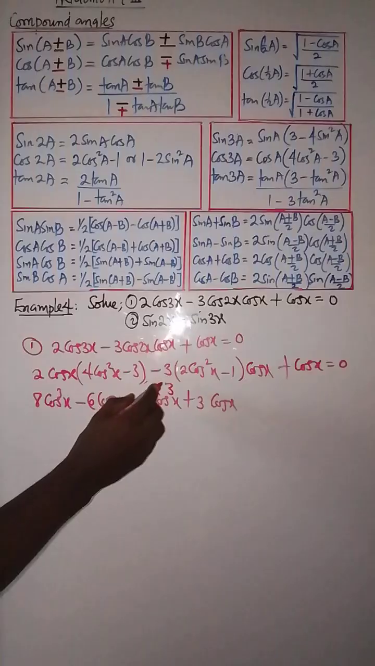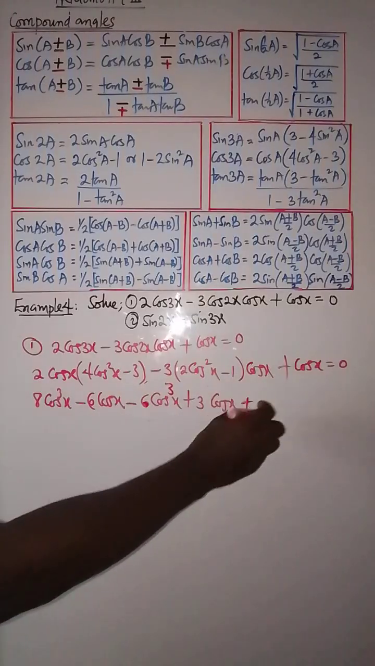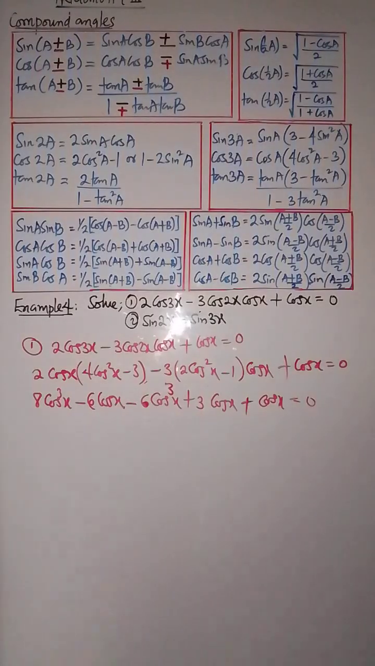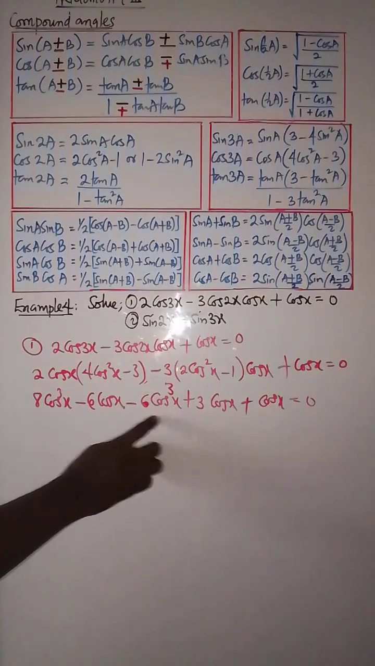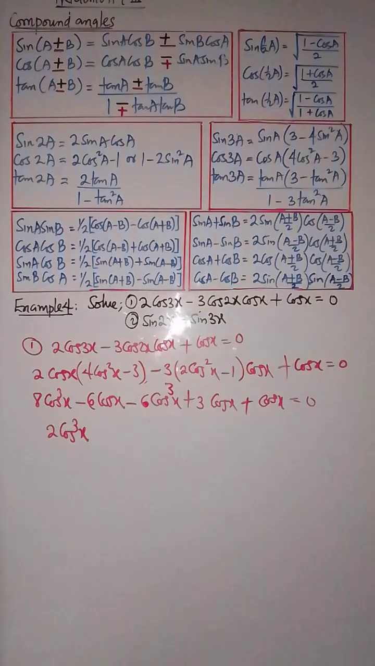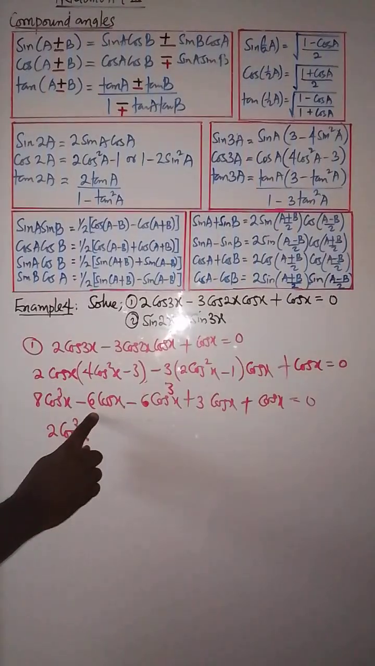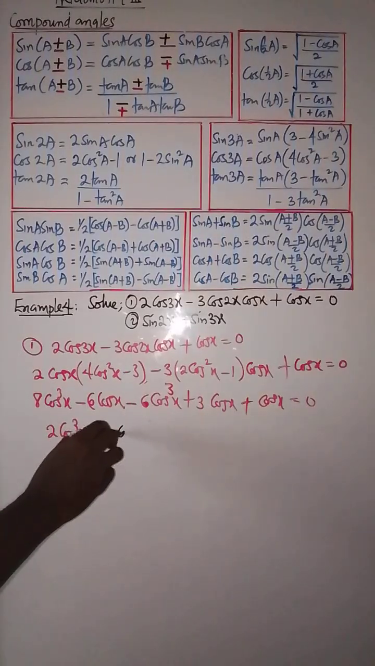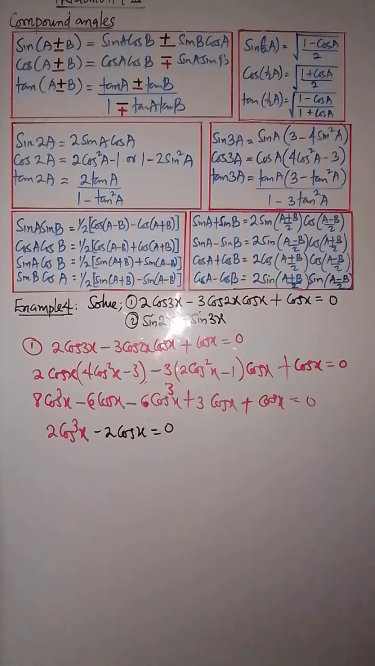So this is the full expansion for this. Then we have plus cos x equals to 0. Let's collect like terms. 8 minus 6, because they are both cos cube, that was 2 cos cube x. Then do we have square? I think there's no square. Now, since there's no square, let's combine this. Minus 6 cos x plus 3 cos x is what? Minus 3 cos x plus 1, that's minus 2 cos x equals to 0.